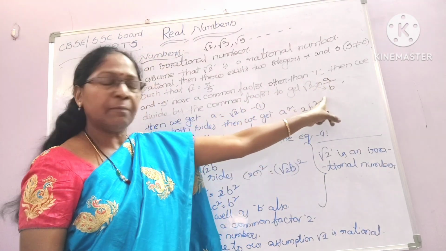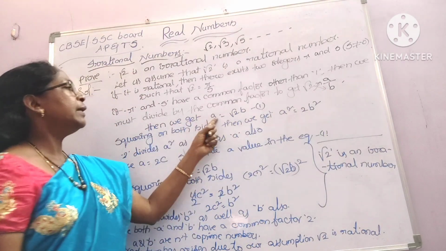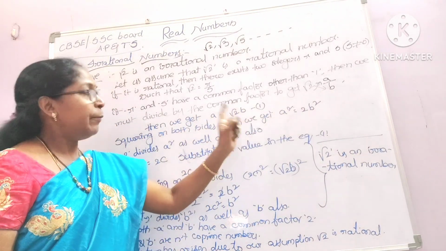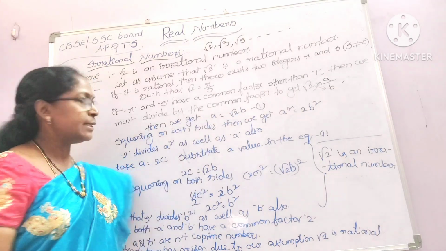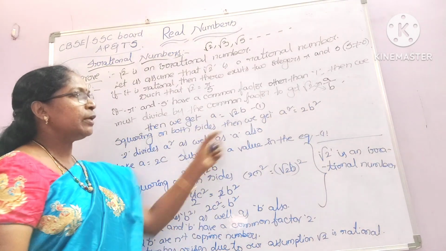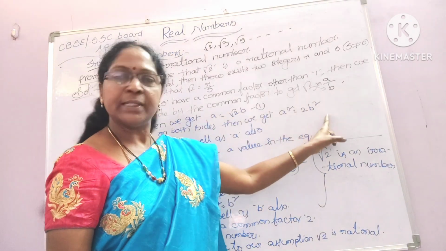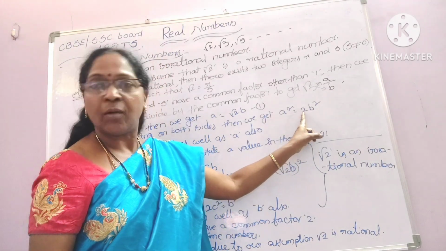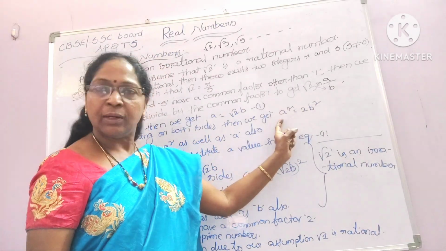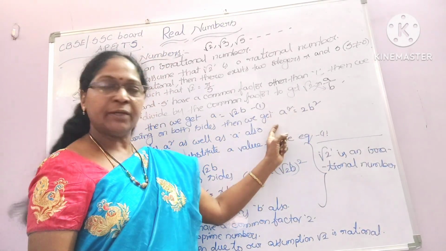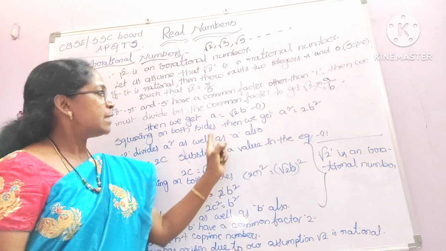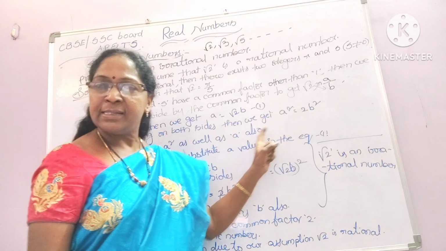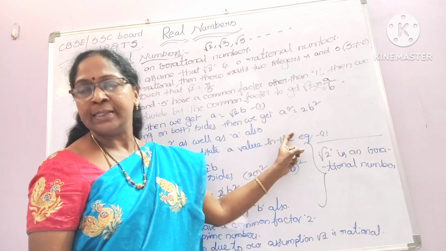Then cross multiply these two terms. Then you will get a equal to root 2 b. Whenever a root term is on any one side, square on both sides. Then what will you get? a square equals 2b square. Here 2 is a constant number. If it comes to the LHS, then it will divide the term. So 2 divides a square as well as a. This is according to theorem number 1.6.